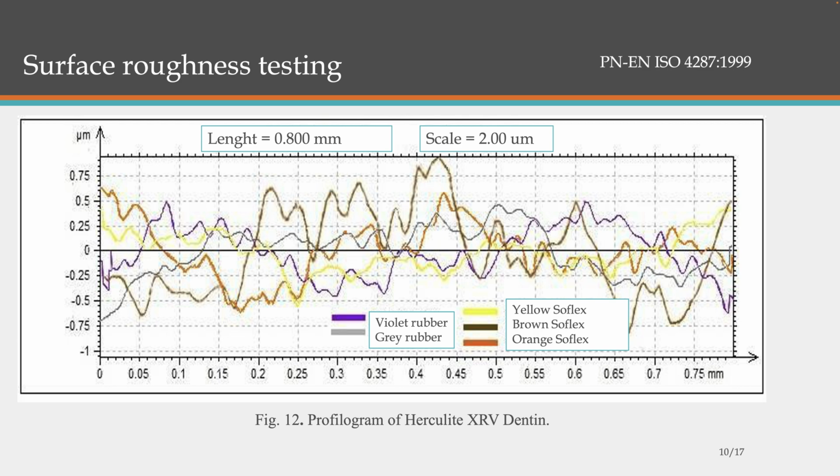In the study, the measurement was carried out using the contact method, where the measurement takes place with the use of a profilogram. The result of the conducted test for Herculite XRV dentin material is shown in figure 10. In the graph, different methods of polishing the surface of the material are marked with colors. The average Ra value for Herculite XRV dentin after polishing with a brown Soflex disc is significantly different from the results obtained with other polishing methods, with an Ra value of 0.40, which is 20 times better than after using a gray rubber or an orange Soflex disc.